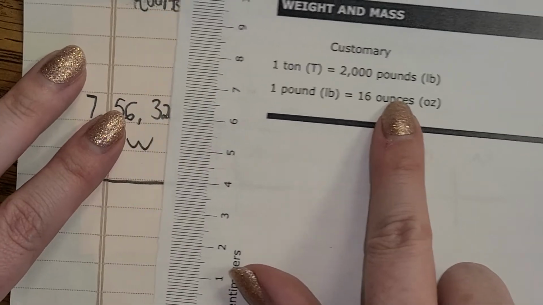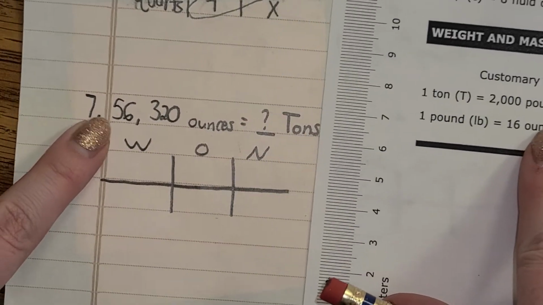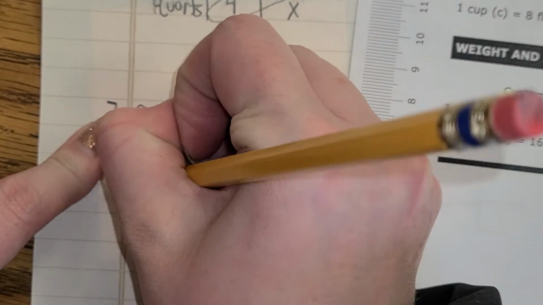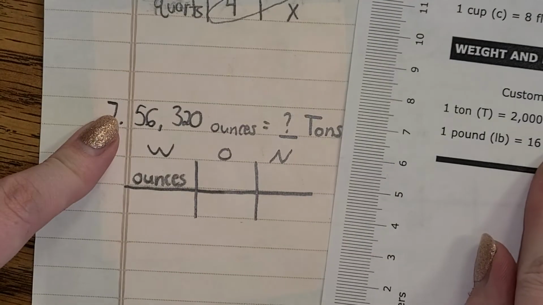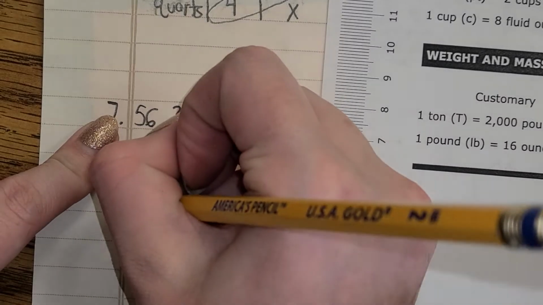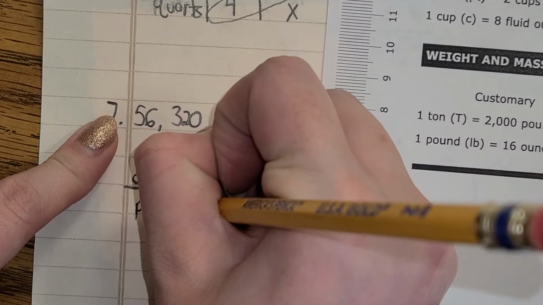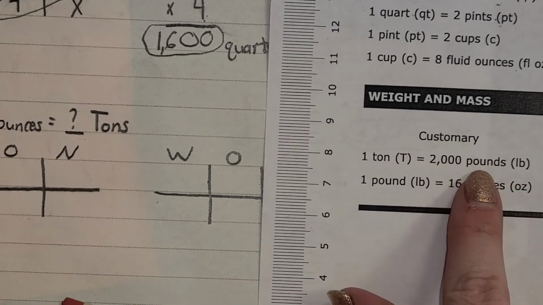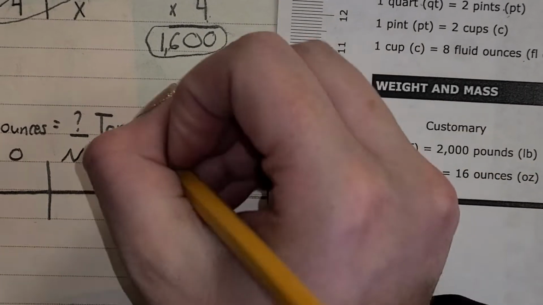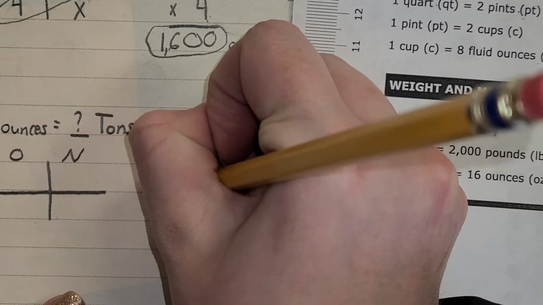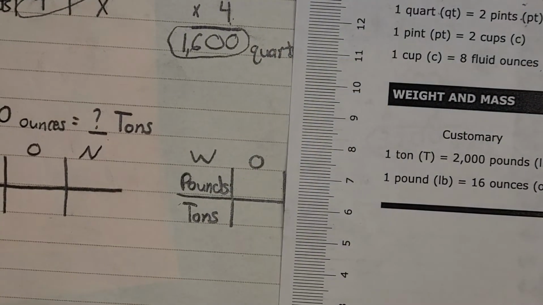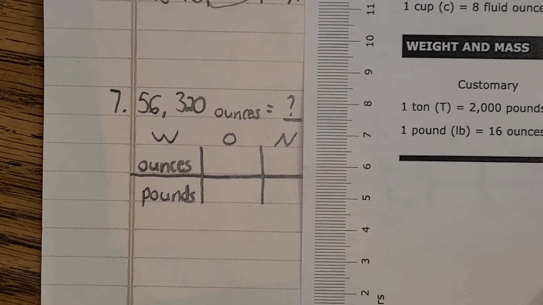So our first one box, since we know we're looking for 56,320 ounces, we're going to do our first step, which is to do ounces to pounds. When we find how many pounds that is, we can change that from pounds to tons. So our second one box will be pounds to tons. Okay. So let's start from the very beginning.